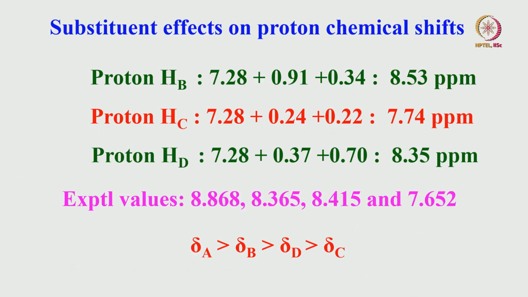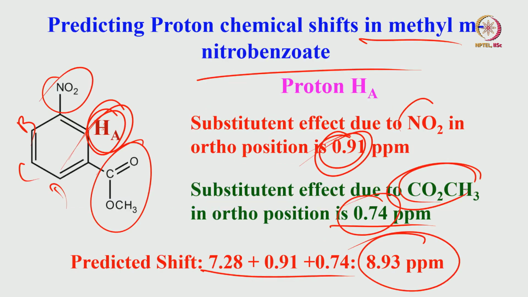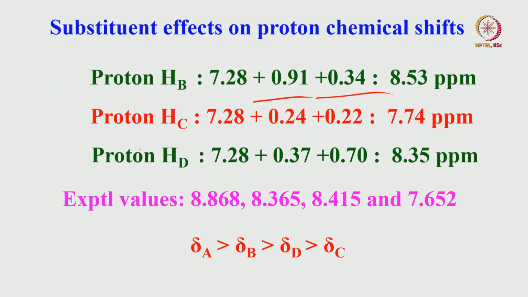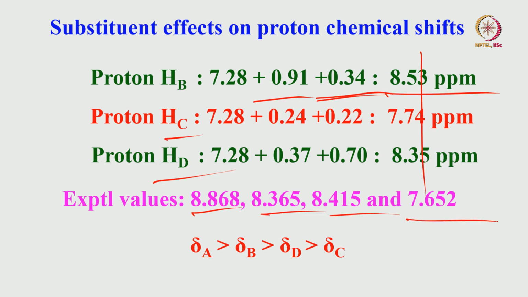And for proton B, again you take which is ortho, which is in the meta position, all those things you can find out. So B, this is ortho, and I am sorry, this is para position. If you take this one as B, you can know the value of it, you add it up, it turns out to be 8.53 ppm. Similarly for proton C, proton D, values can be predicted like this. What are the experimental values? 8.68, 8.86, 8.365, 8.415 and 7.652. And this is what you can look at, each of them.